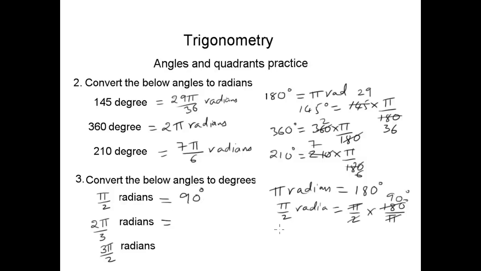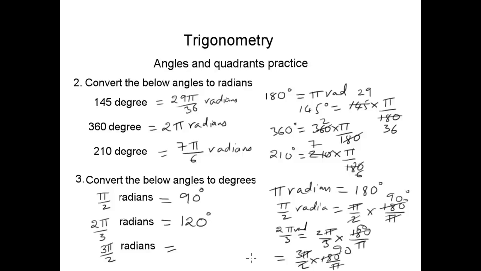2 pi over 3. So 2 pi over 3 radians would be 2 pi over 3 times 180 over pi. Your pi cancels away. 3 60s are 180, 2 60s are 120. So this is 120 degrees. What is 3 pi over 2? This should be 3 pi over 2 times 180 over pi. So pi cancels away. 2 90s are 180. 90 times 3 is 270 degrees.